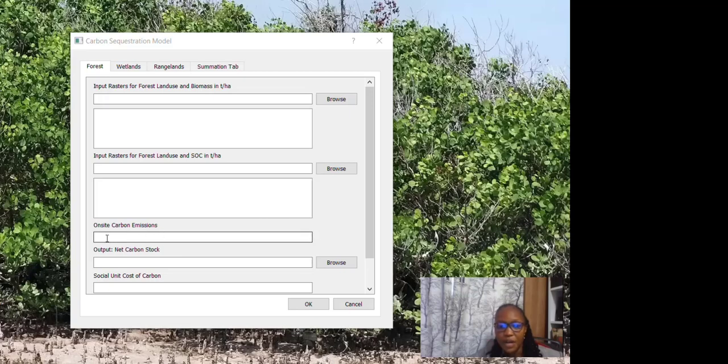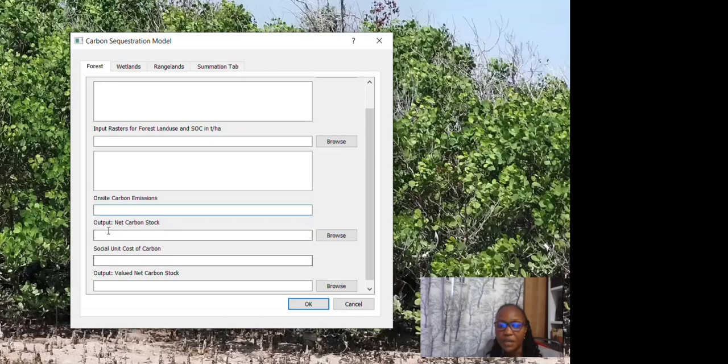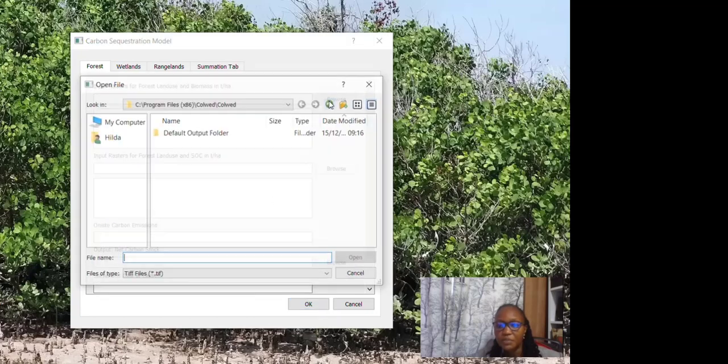We said that if you have data, you should be able to input it. If you don't have, we just input a value of 0, and then we'll be able to get the net carbon stock. And then once we put in the social unit cost of carbon, we're able to get the valued net carbon stock. So we input our data there.